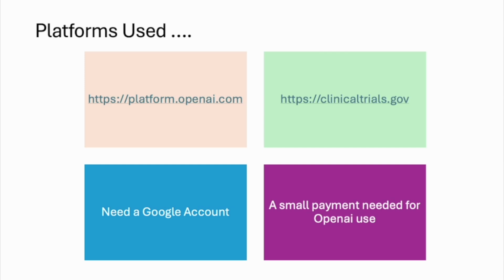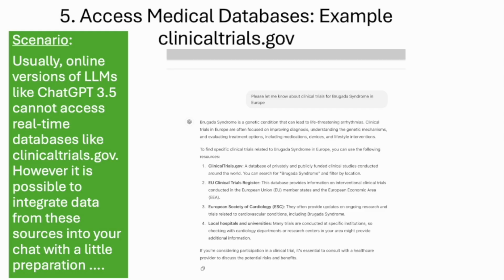So let's first see what happens if you try to ask the normal ChatGPT a question. For example, we asked, please let me know about clinical trials for Brugada syndrome in Europe. You can see that the response talks about Brugada syndrome, but says that to find specific clinical trial information, you need to look at one of the other websites which are given there.